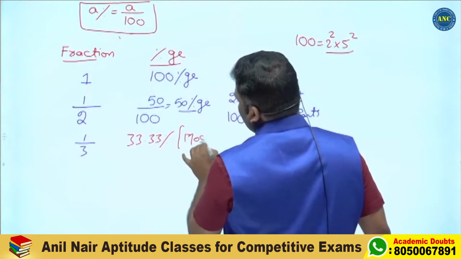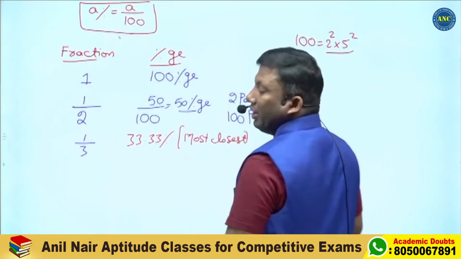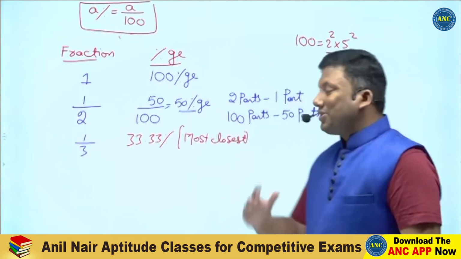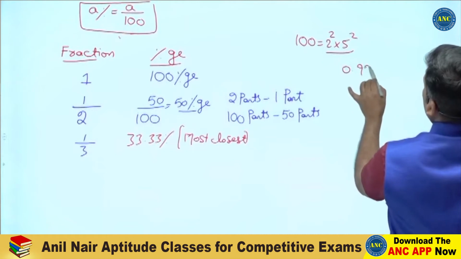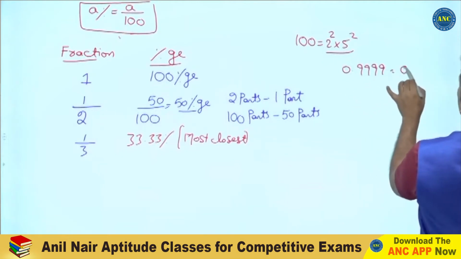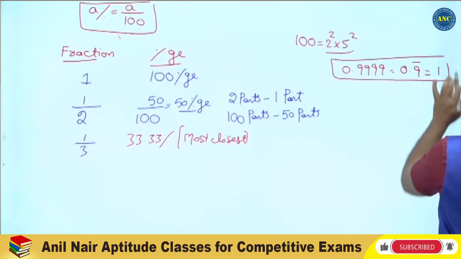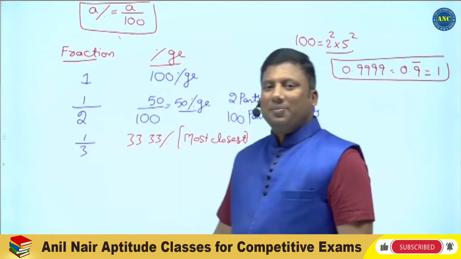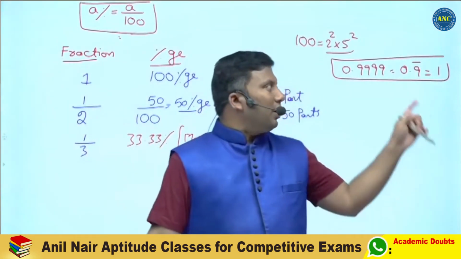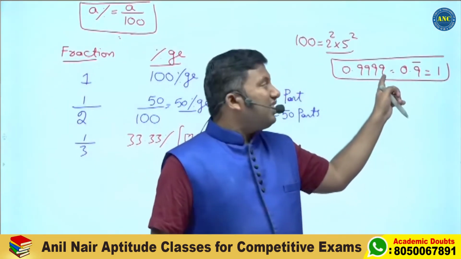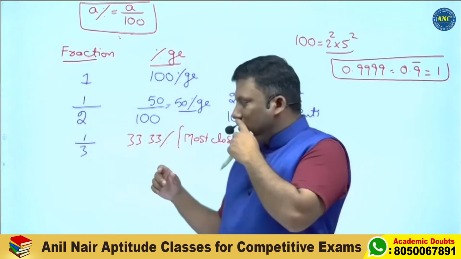33.33 percentage, the most closest value. You should go to Google and refer why 0.999999, 0.9 bar, they will make it into most closest as 1. So 1 by 3 is 33.33 bar. Anyway, there is another 6-hour session pending on fractions and decimals. That also we will try to cover.